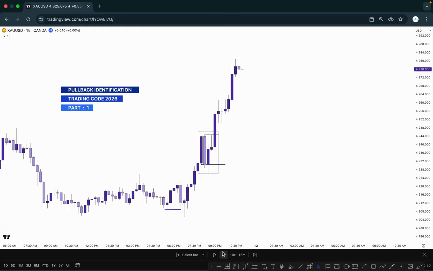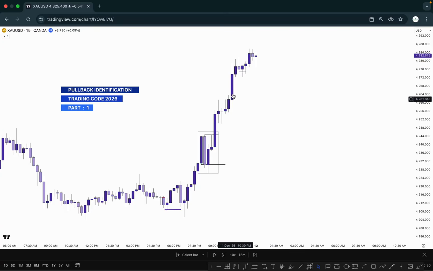High is here. If the market breaks the previous candle low here, so this one is broken by this one. It means this candle low is broken here, and we can confirm the market created a valid pullback, because in a bullish market, when the market breaks the previous candle low, we can confirm this one is a valid pullback right here. Let's see what happens next and how we can identify them.